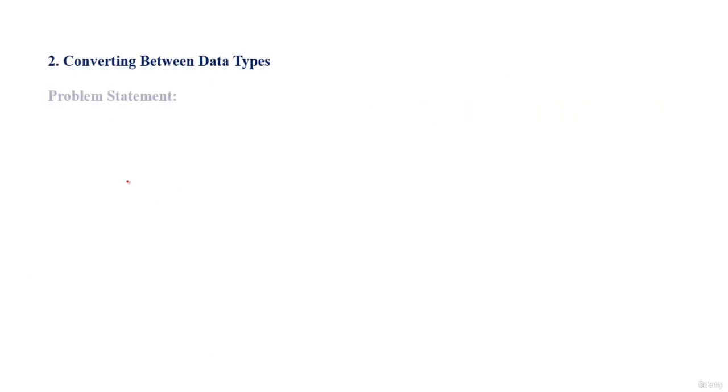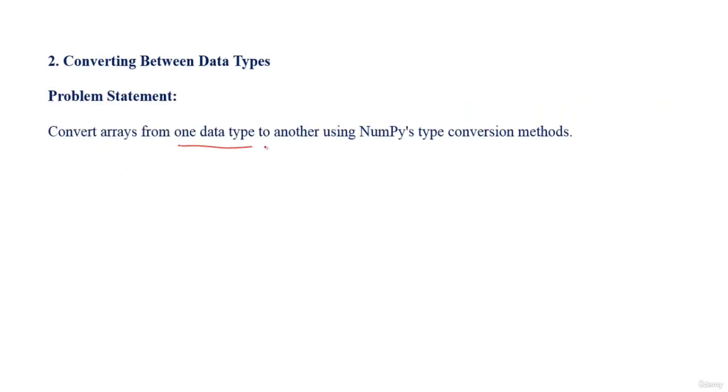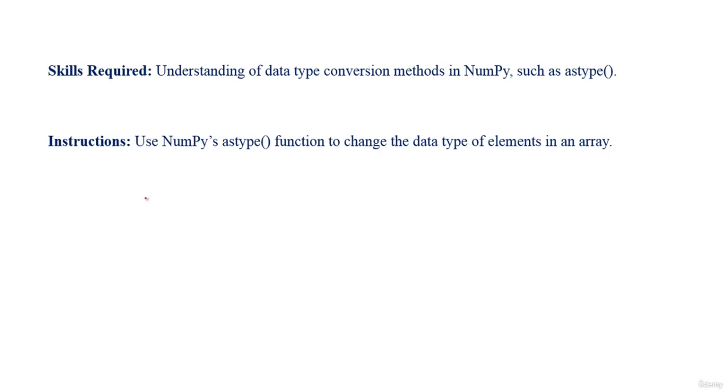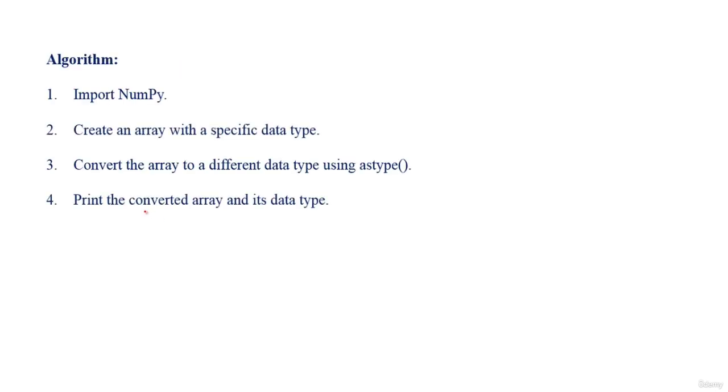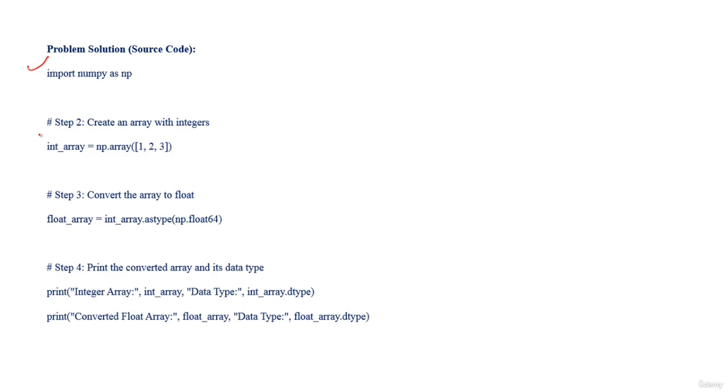The second problem statement is to convert an array from one data type to another using NumPy's type conversion methods. For example, just as you convert float into integer, or integer into float, we can convert an array of one data type into another. Skills required and instructions you have to read. These are the steps I will follow. And this is the solution: importing NumPy, creating an integer array and a float array. You can see that we print the converted array and its data types. This is the conversion method, astype. I want to convert this integer array into the float data type and show the final result.